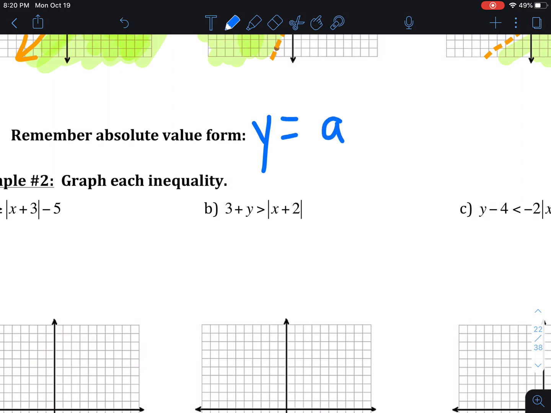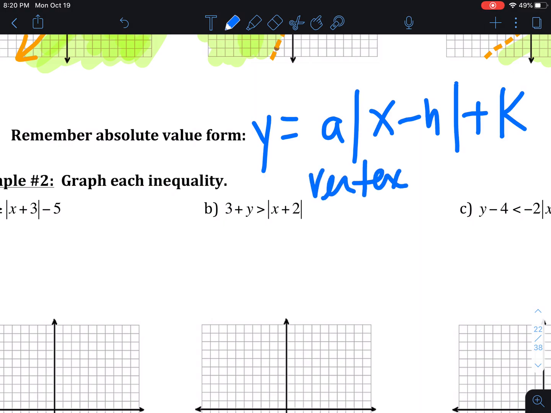So let's recall the absolute value form for an equation. Remember, the A is kind of like the slope. Remember, if the A is negative, it opens down. It's called a reflection. And remember that your vertex is (H, K). H is opposite because of the minus sign in the formula.